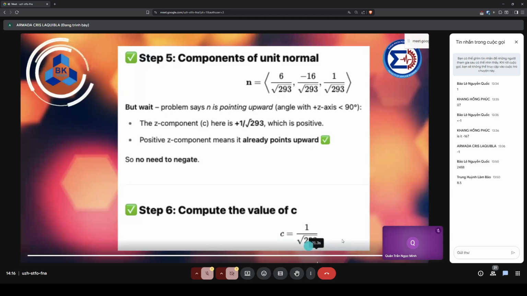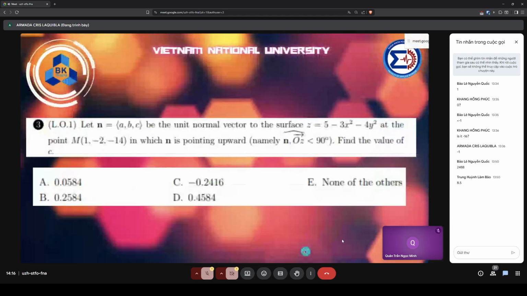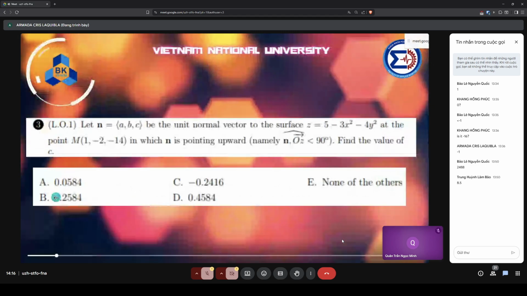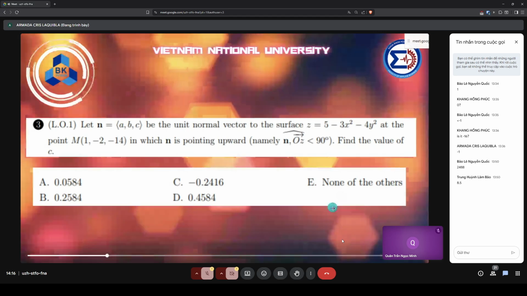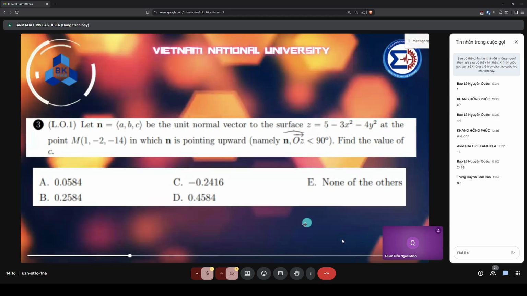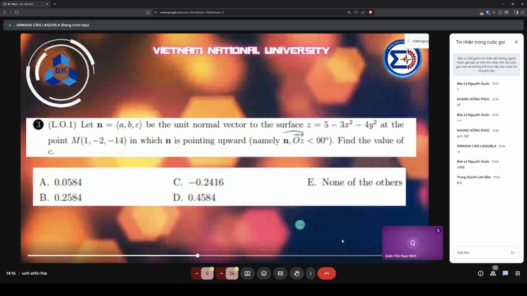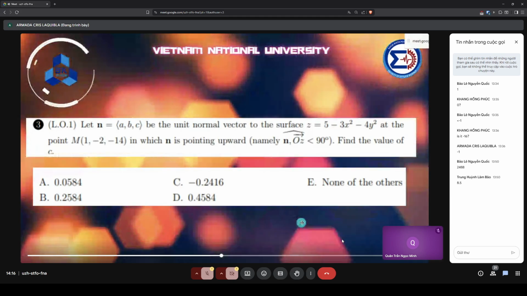So if this is your C here, what is the answer in your choices? Is it A, B, C, or D, or none of the others? Please write your answers now in the chat box. What's the answer? Is it A, B, C, or D?